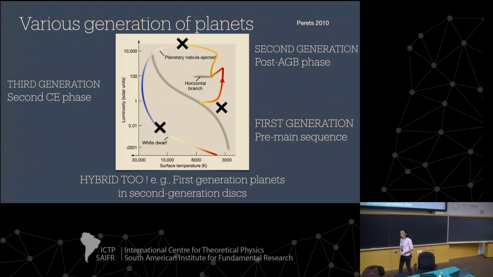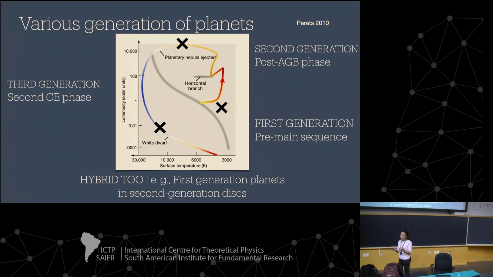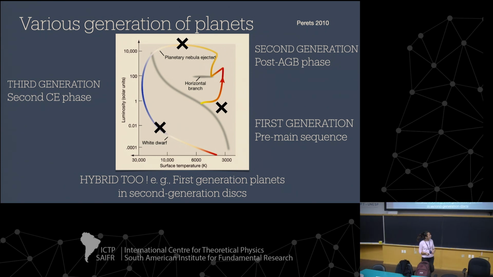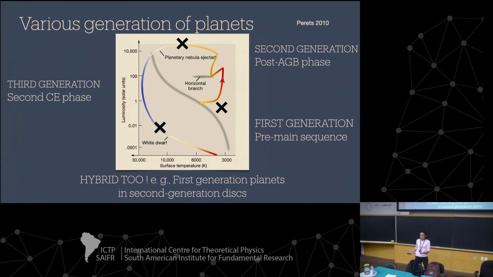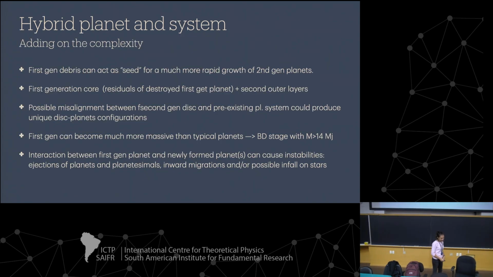Just to complicate things, we also have the hybrid generation too, which could be first generation planets that survive, could be first generation whole planet or first generation destroyed planet. We'll see that in a moment. They find themselves in a second generation disk, and then they start accreting on that second generation disk. So you might have an inner core that is first generation and an outer envelope that is second generation. Okay, more into detail. I can't see.